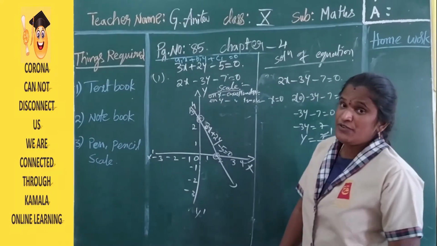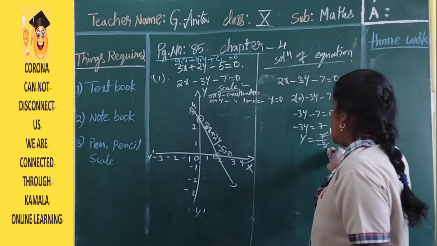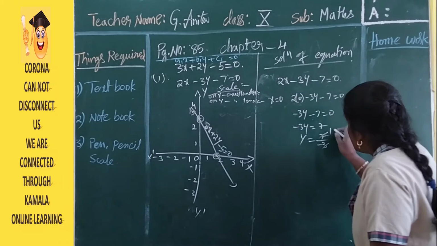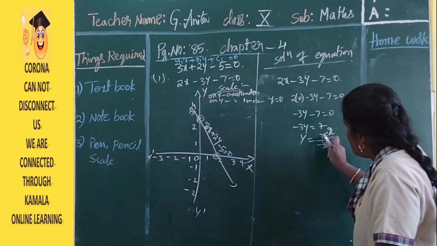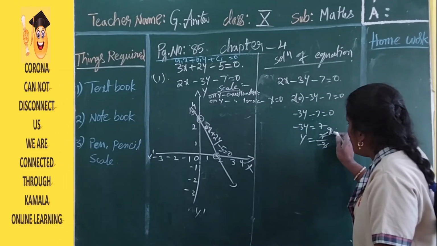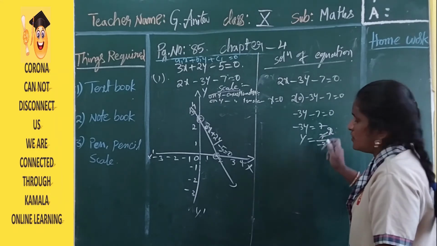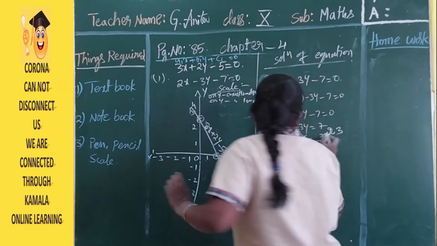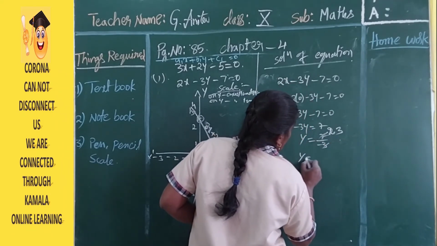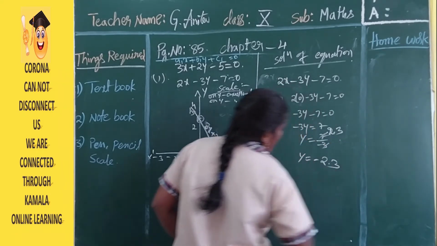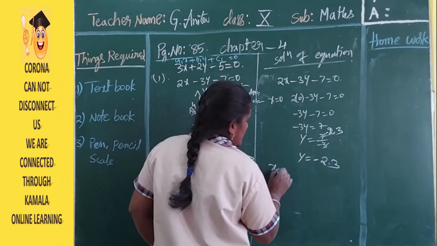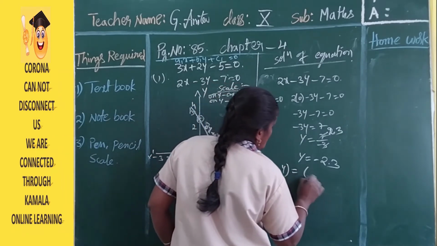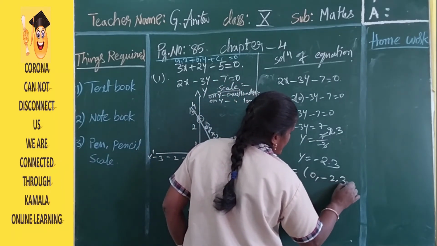3 twos are 6 and 1 more is there, so y is equal to minus 2.3. So the x comma y values are 0 comma minus 2.3.